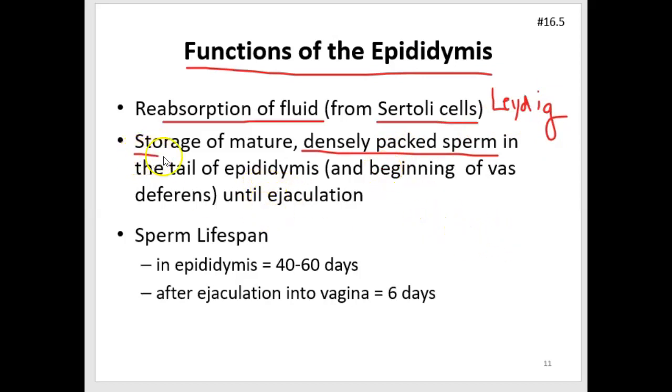So this is the site, the epididymis, where mature sperm are stored. They're densely packed, and they stay there until ejaculation or until they degenerate, because the lifespan of sperm is only up to 2 months, so 40 to 60 days. After ejaculation, once the sperm enters the vagina, the sperm can live for up to 6 days.